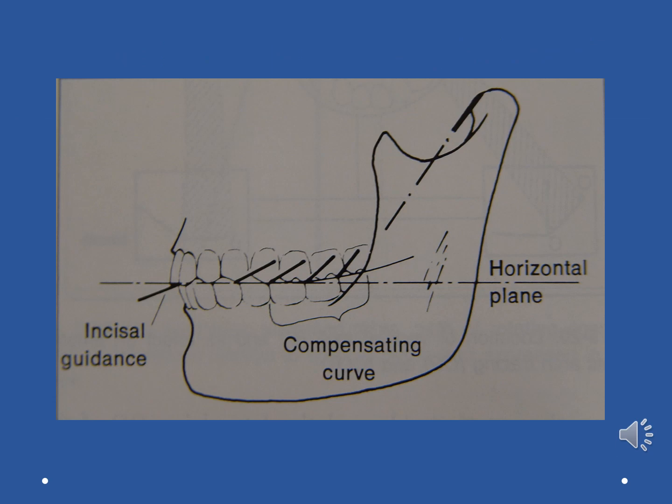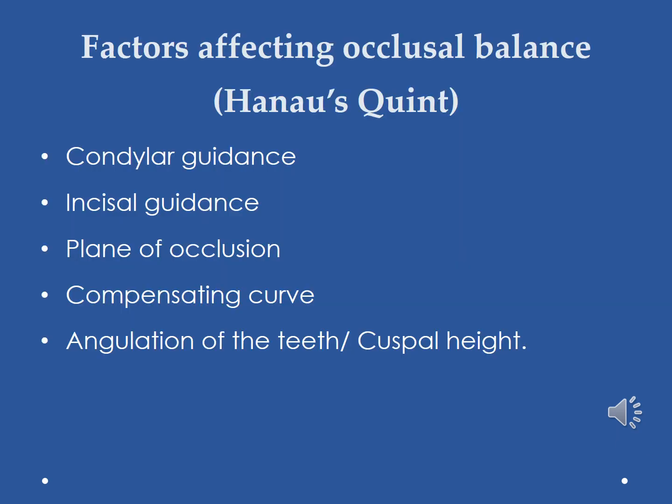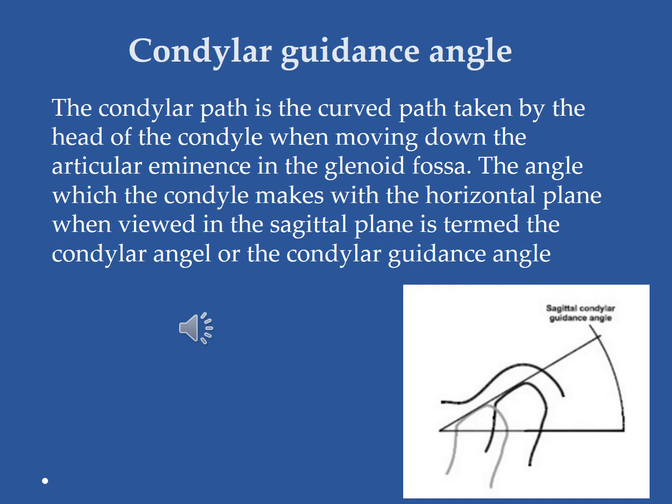The factors which influence the balanced occlusion are represented here: the incisal guidance angle and the condylar guidance angle at one side. On the other side, the compensating curve, the occlusal plane, and the cuspal angles of posterior teeth. These 5 factors are called the Hanau's quint. Hanau was the scientist who worked on these factors. They were 8 factors, and he shortlisted them to these 5 factors, and he put them into this equation.